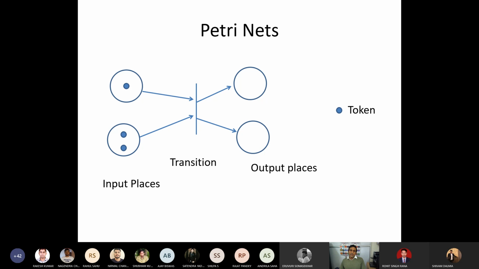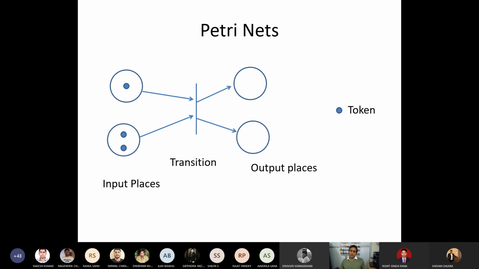Now you can see that you do not have a direct edge between place to place, or transition to transition. You will always have something like this: place to transition and transition to place. That is the reason why it is a bipartite graph.